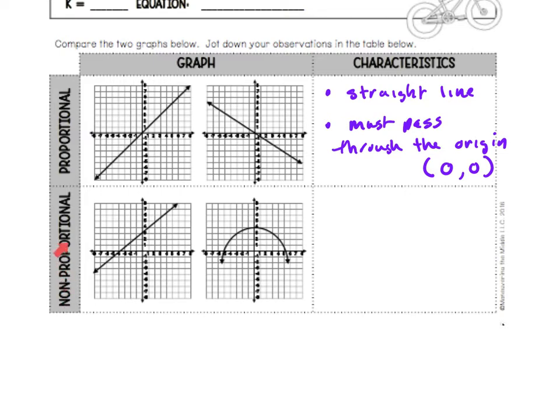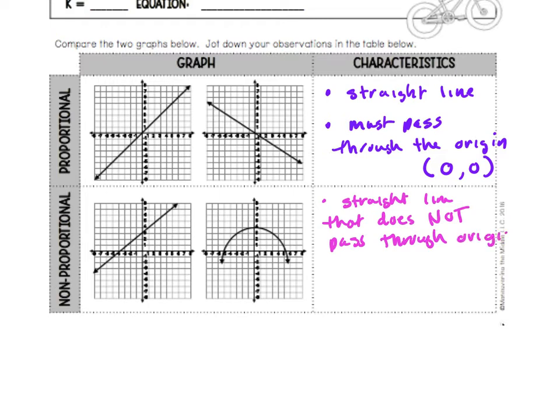Next, we're going to look at non-proportional graphs. And this was kind of confusing because I see a straight line, and it said a proportional graph's a straight line. However, a non-proportional graph can be a straight line, but it cannot pass through the origin. So we're going to write that down, okay? It could be a straight line, and we would put that does not pass through the origin. At any point, you can pause to copy this down.